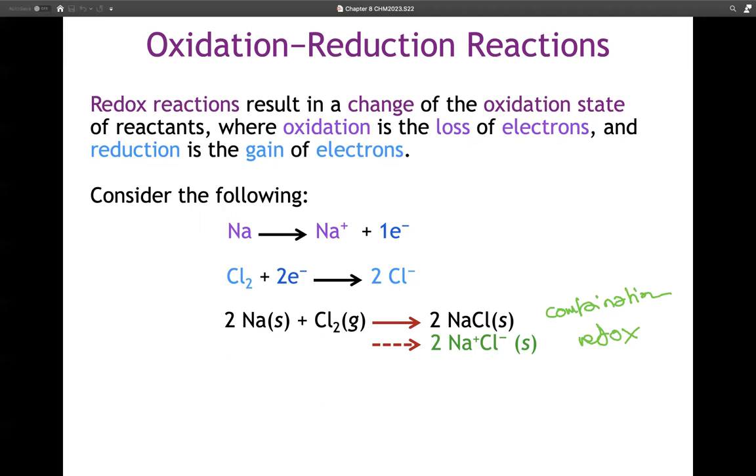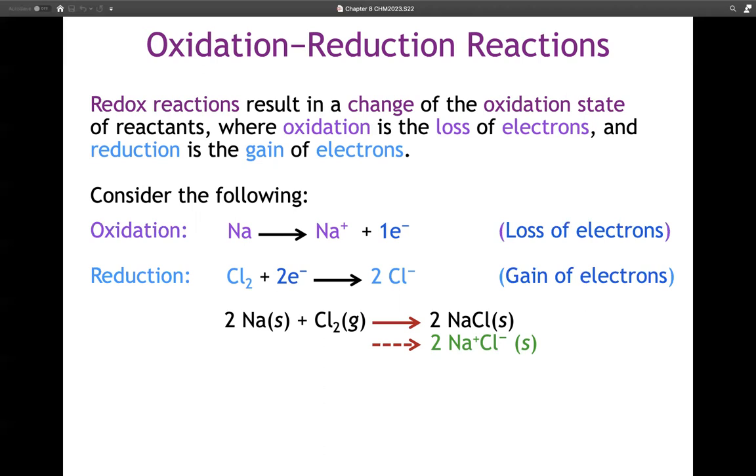There's oxidation and reduction taking place. Now, what is being oxidized and what is being reduced? Sodium is losing an electron, so sodium is said to be oxidized. Chlorine is gaining an electron, so chlorine is reduced. So the top reaction, we call it the oxidation half reaction, and the bottom one, we call it the reduction half reaction, right? So be able to recognize them.